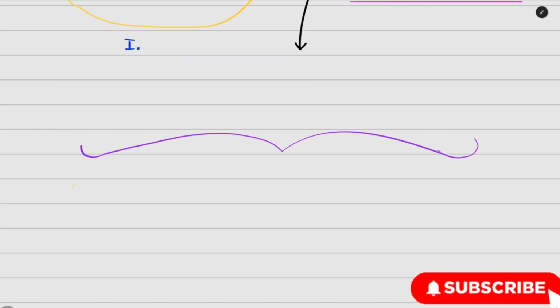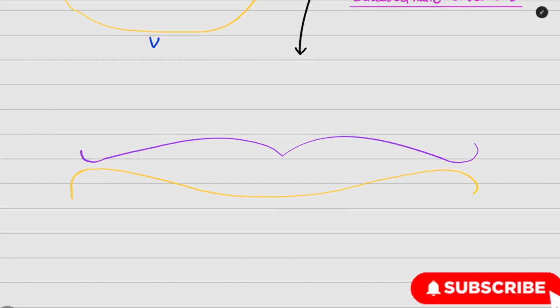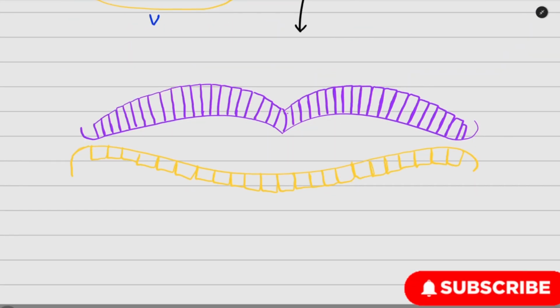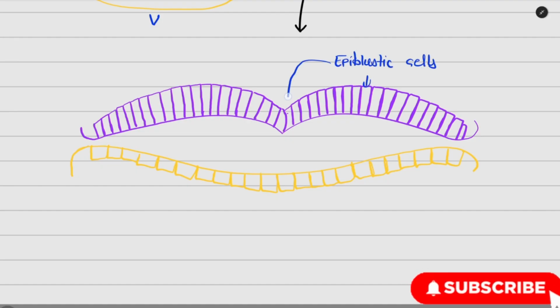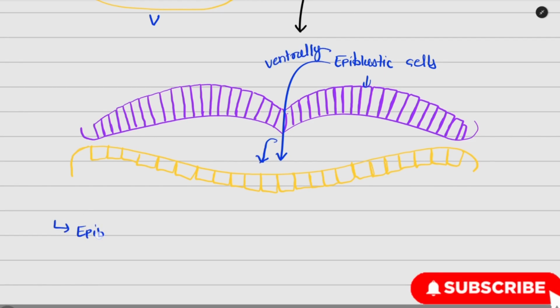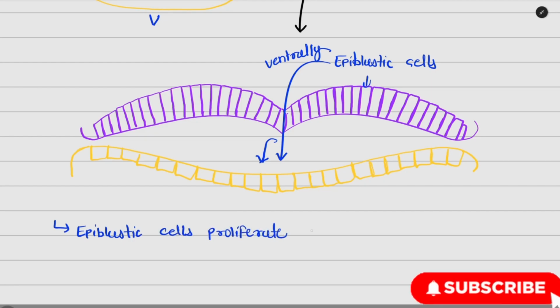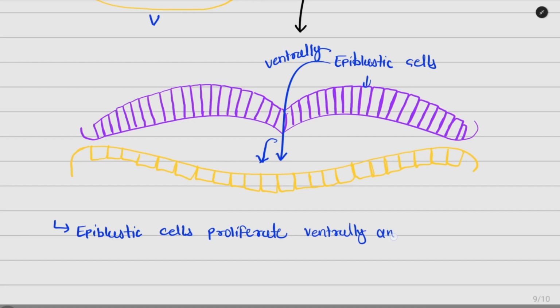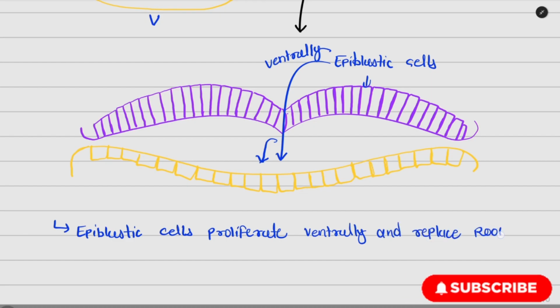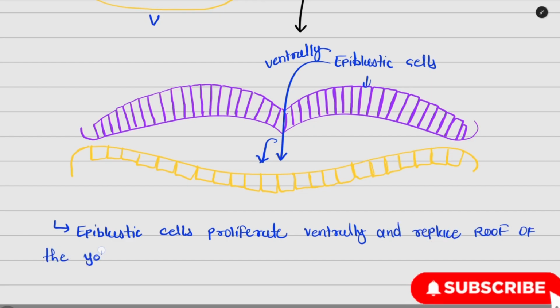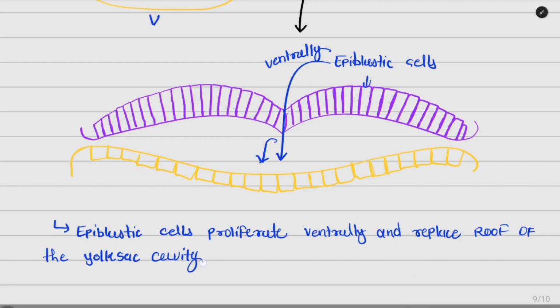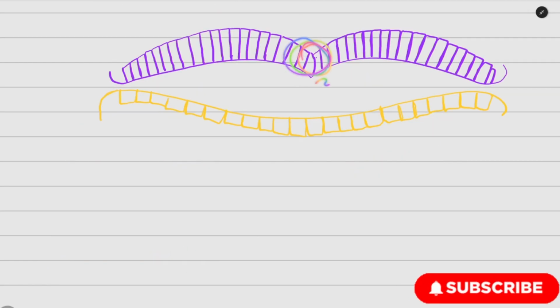What can we see in the cross-section of the embryo? Let's see. So we have epiblast cells and hypoblast cells as we already know. In the primitive streak, epiblast cells will proliferate to the ventral side. But we have hypoblast cells of the yolk sac cavity on the ventral side, right? So what will happen next is that epiblast cells will replace the roof of the yolk sac cavity. What is happening here is, epiblast cells are proliferating ventrally and replacing the hypoblast cells.